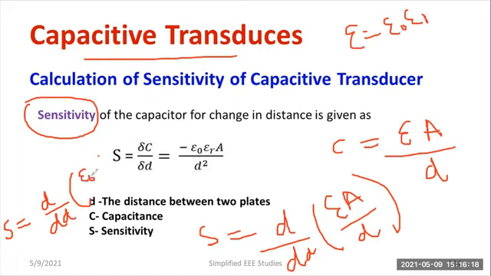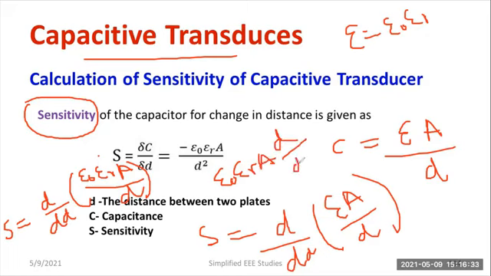Epsilon 0, epsilon r into A by d. Likewise, you can modify. Anyway, you know that epsilon 0, epsilon r, A will be constant, then d by dd of 1 by d. What is d by dd of 1 by d? Then I will be getting minus 1 by d square. So finally, what is the result?